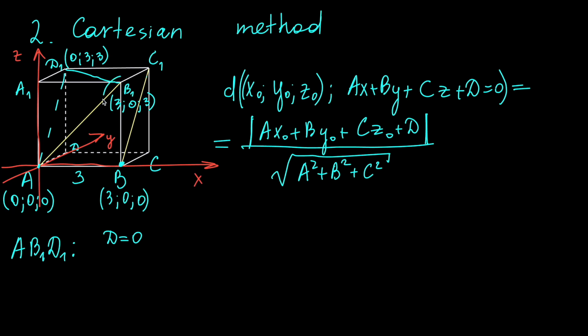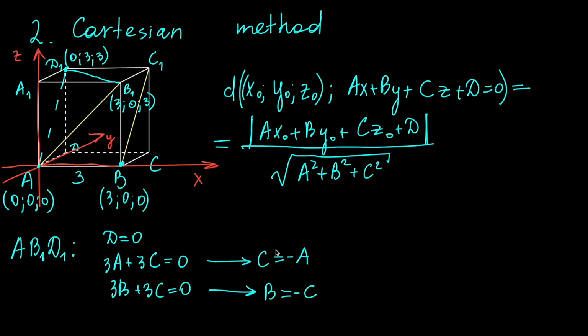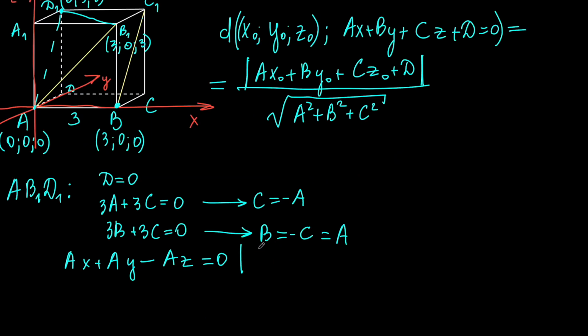Since the plane passes through the point B1, we have 3a plus 0b plus 3c equals 0, which results in c equals minus a. And since the plane passes through (0, 3, 3), we have 3b plus 3c equals 0, or b equals minus c, and since c equals minus a, we have b equals a. So the equation of that plane is ax plus ay minus az equals 0. And if we divide it by a, we will have x plus y minus z equals 0. And that's the equation.